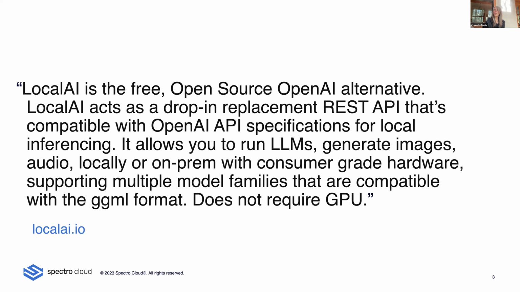So when you go to chat with ChatGPT and you're in the web interface, of course, behind that, when you type in a question, it fires off a request to some API that's sitting up in the cloud. What local AI does is it mirrors, it replicates that API, but with a different implementation at the back end. So it's compatible with OpenAI API specifications for local inferencing.